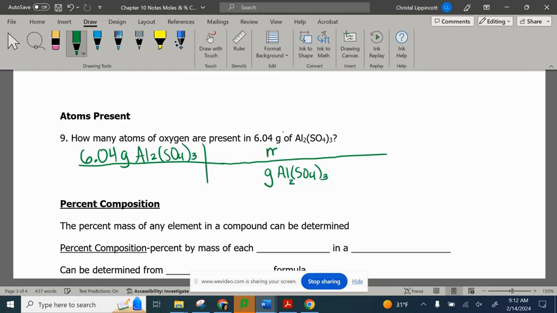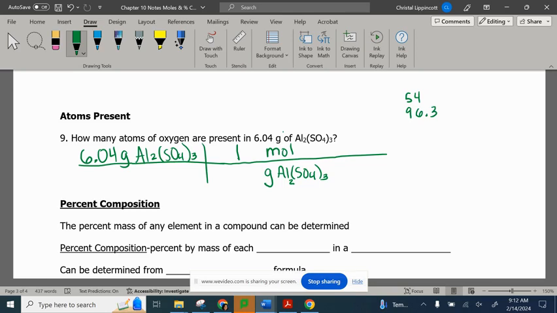Okay, I need to go into moles. Where am I going to get my numbers from then? Periodic table. Remember, this is in 1 mole. I'm going to get the values out of the periodic table. So aluminum is 27. 27 times 2 is 54. My sulfur is 32.1. So 3 sulfurs is going to give me 96.3.